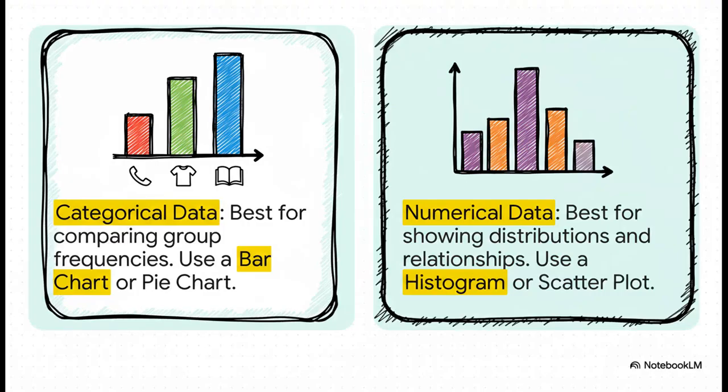So here's the rule of thumb. If you have categorical data, like different browser types, a bar chart that shows you the count for each category is perfect. But if you have numerical data, like customer income, then a histogram that shows you the distribution, how that income is spread out, is the right tool for the job. The data type itself points you to the correct visualization.